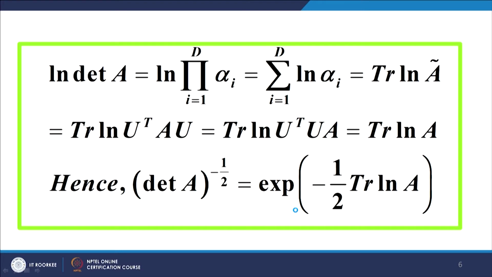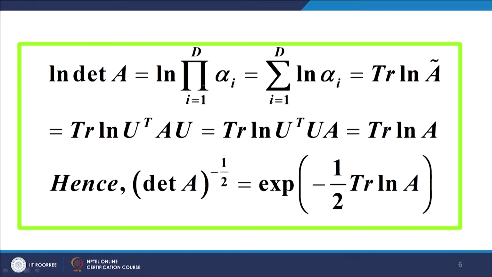Now, let us look at this. The log of determinant A. Now, the determinant of A is the product of the eigenvalues of A. Therefore, log of determinant A can be written as log of the product of eigenvalues of A, and that is equal to the sum, because when you take the log of a product, it translates to a sum. So, it becomes the sum over the various eigenvalues alpha 1, alpha 2, alpha 3, log alpha 1 plus log alpha 2 plus log alpha 3 and so on.